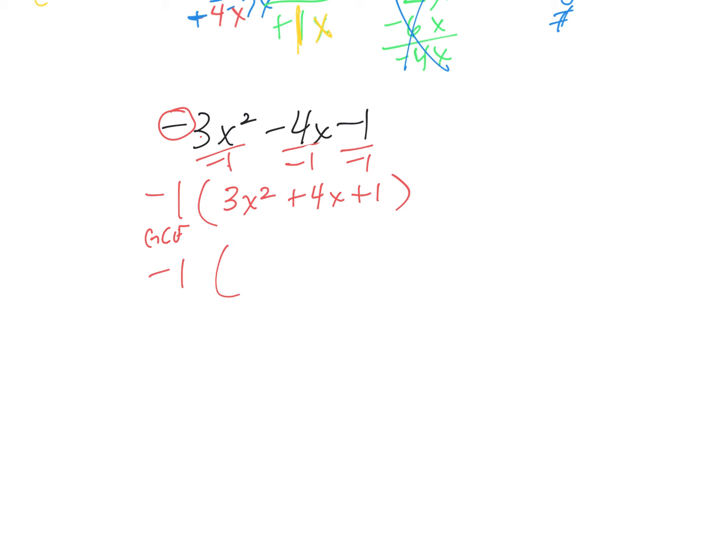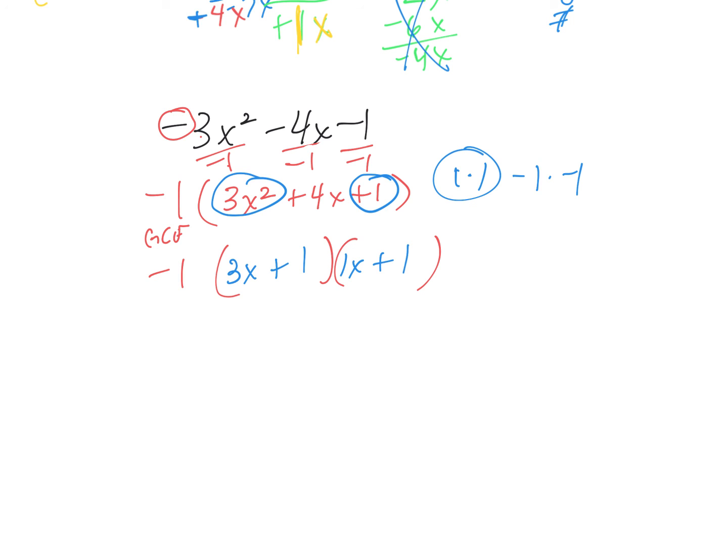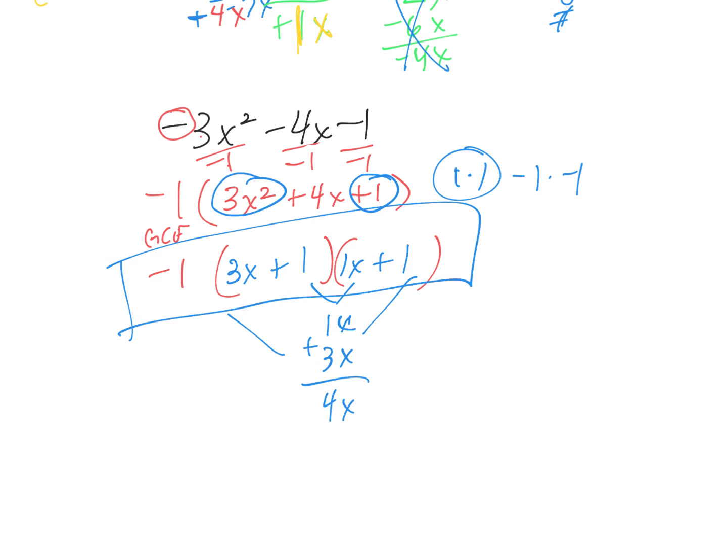And now I have a trinomial, so I'm going to turn that trinomial into two binomials. How do I get 3x squared? Well, 3x times 1x. Then how do I get a positive 1? Well, there's only one way: positive 1 and 1, or a negative 1 and a negative 1. So I'm going to look at doing positive 1 and positive 1. If I multiply from here to here, I get 1x. Multiply from here to here, I get 3x. Add them together, and I get 4x. So this is my answer.